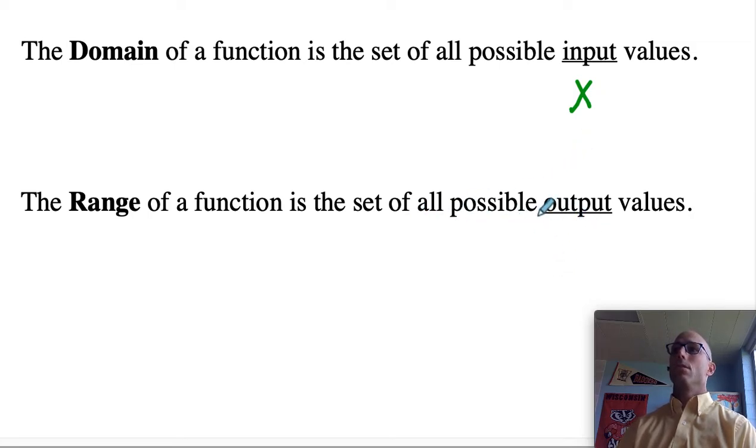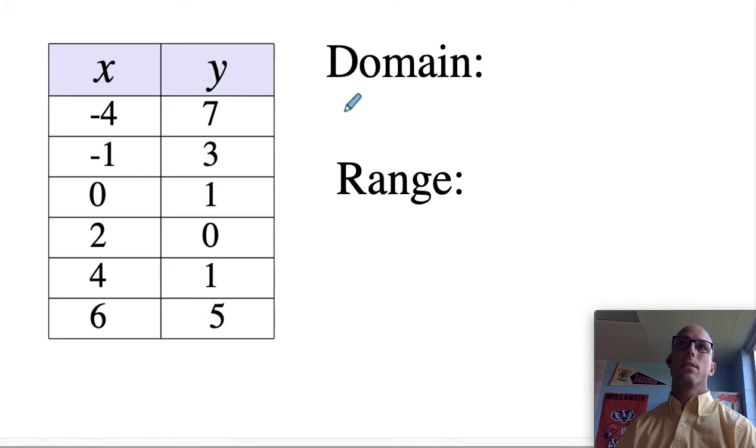Our range is our set of all possible output values. And recall our output values in general are our y values. When we're looking at a table or a graph, it'd be the y value of the graph.